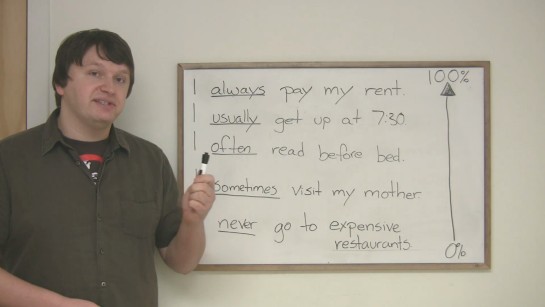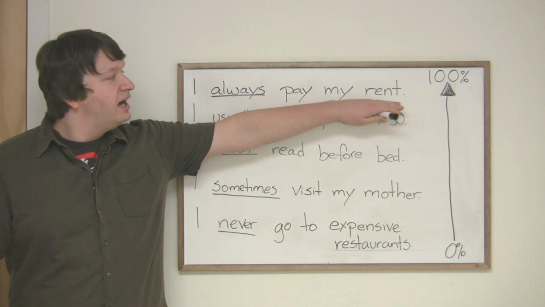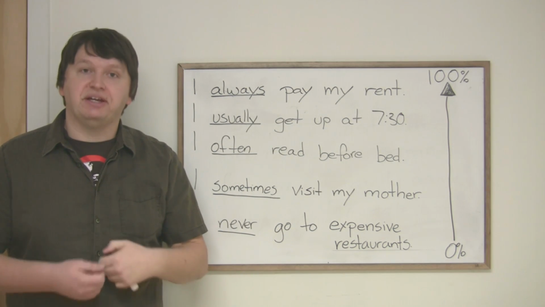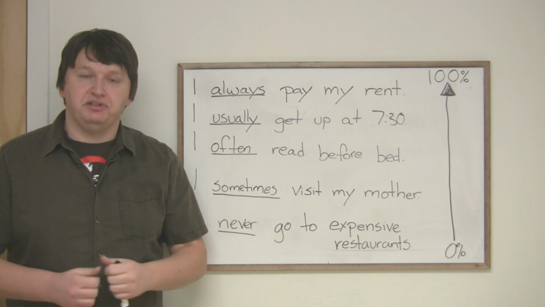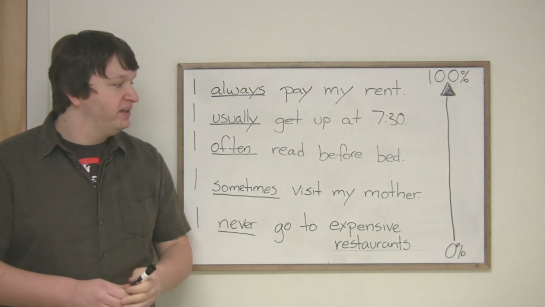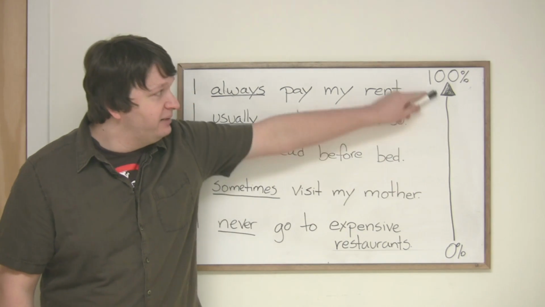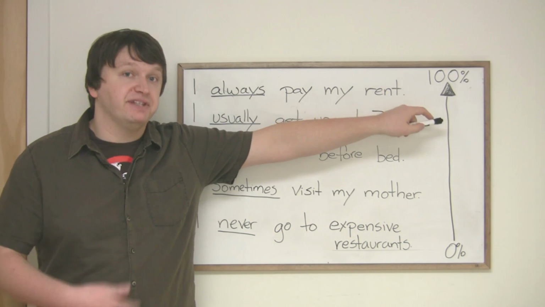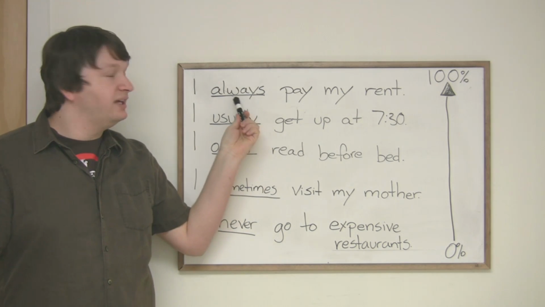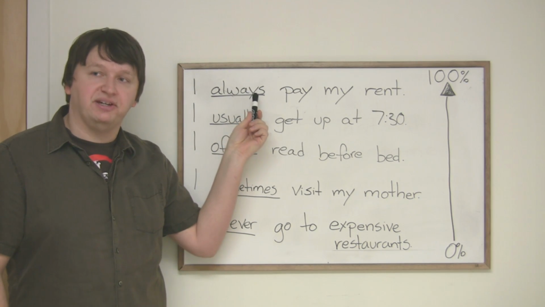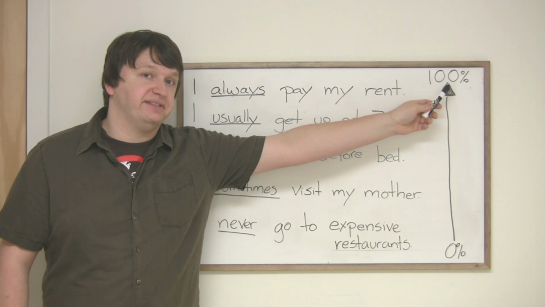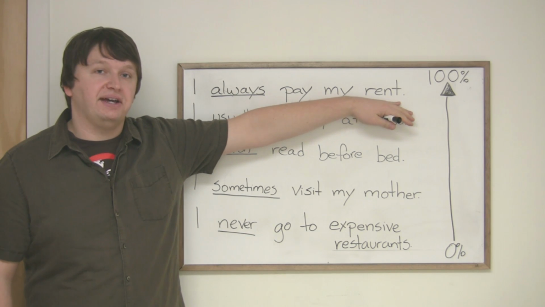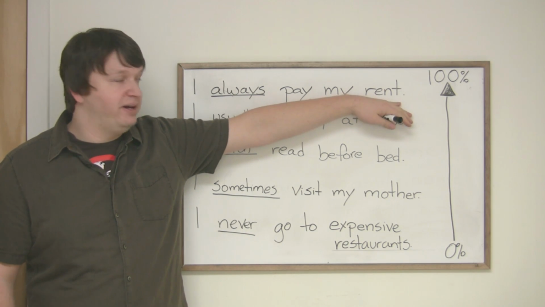Okay, so if we read these sentences, the first sentence says, I always pay my rent. When you always do something, it happens every time. You do it all of the time. So if you look at this arrow pointing up, we have from 0% to 100% of the time you do something. So if you always do something, you do it 100% of the time. So, I always pay my rent. I always take a shower before bed.